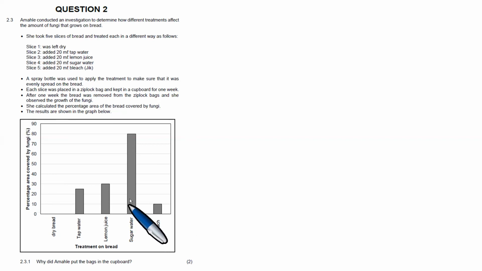But the sugar, oh my goodness, you can see that if you put sugar on bread, then the fungi grows a lot. So you're going to see a lot of fungi there, growing on the bread, obviously, as it has been just left that way. And this experiment was conducted by Amahle. Here is the question.